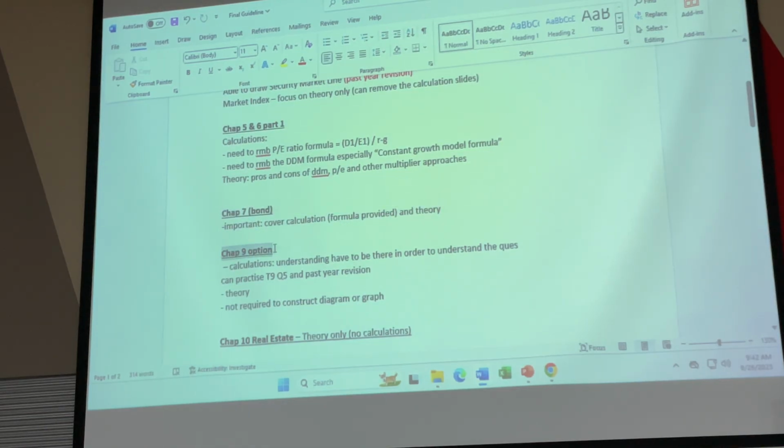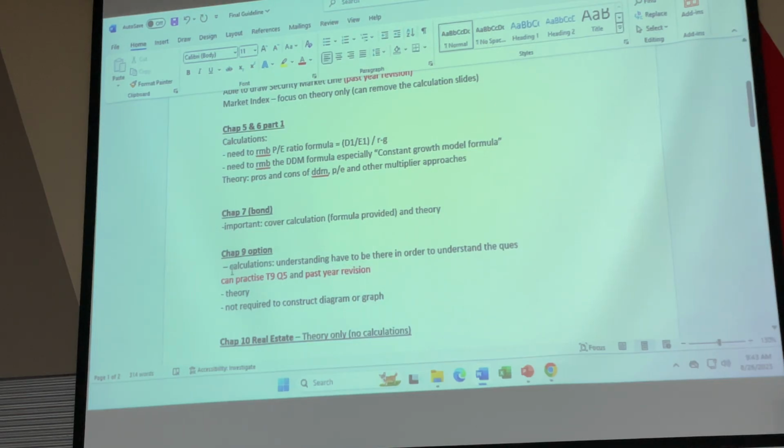And then chapter 9, we will have calculation and also theory. So this one I will cover next week. Basically, we will do some calculation questions. For example, you can practice your tutorial 9, question 5. And also I will do some past year revision with you.